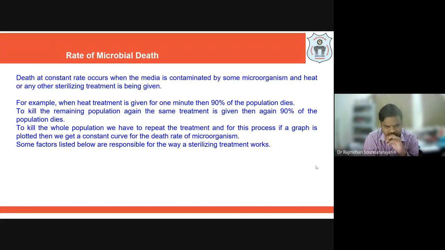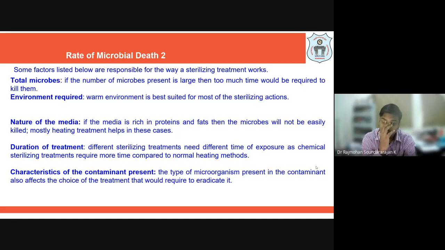Okay, so if you want to kill the whole population, we have to keep repeating the treatment. If you are plotting a graph, we will be getting a constant curve for the death rate of the microorganism. There are some factors which are responsible for the way a sterilization treatment works. Number one, it is based on total microbes. If the number of microbes present is large, then more time is required. So if there is a larger number of microbes present, we need more time to kill them.